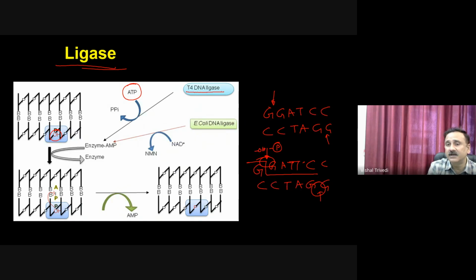So you can have two different types of ligase. You can have T4 DNA ligase or you can have E. coli DNA ligase. Both of the ligases are doing a similar function except that they are using different types of cofactors. In the E. coli ligase, it is using NAD+, whereas T4 DNA ligase is using ATP.